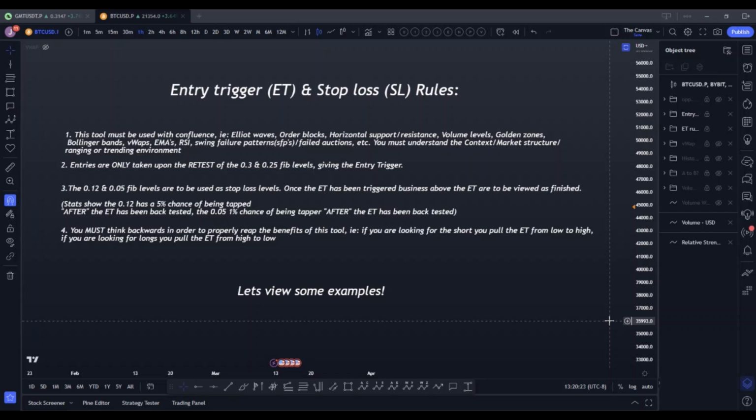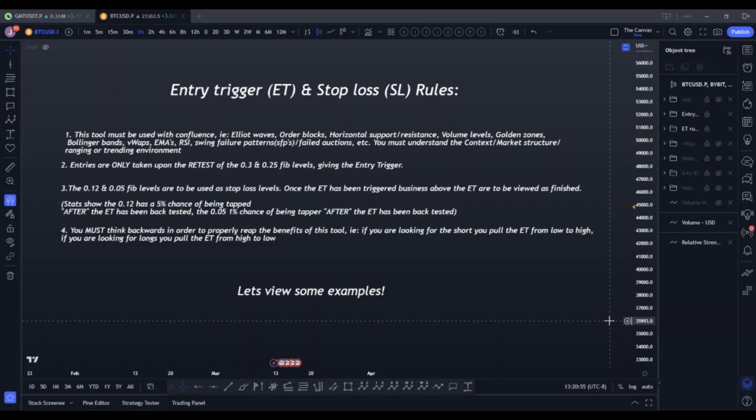Rule number two, entries are only taken upon the retest of the 0.3 and the 0.25 fib levels, giving you the entry trigger. Rule number three, the 0.12 and the 0.05 fib levels are to be viewed and used as stop loss levels. I'll get into why I say that a little later. Once the ET has been triggered, business above the ET is to be viewed as finished.